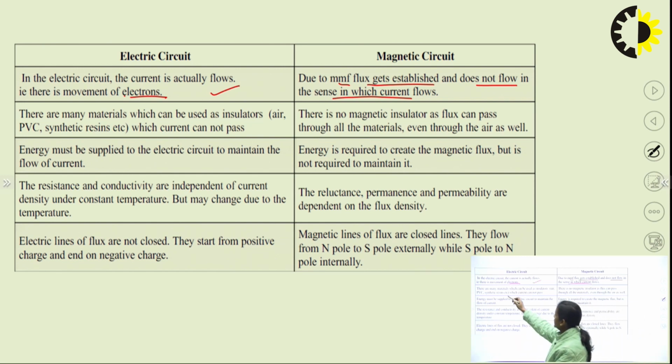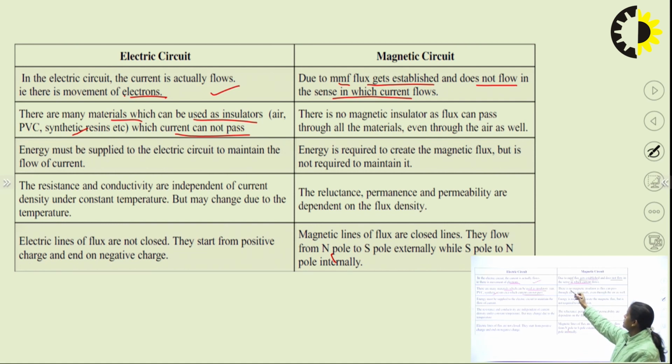There are many materials which can be used as insulator, like air, PVC, synthetic resin, from which current cannot pass. But there is no magnetic insulator, as flux can pass through all materials, even through the air as well. So there is no insulator for the magnetic circuit. The flux can pass through the air also.